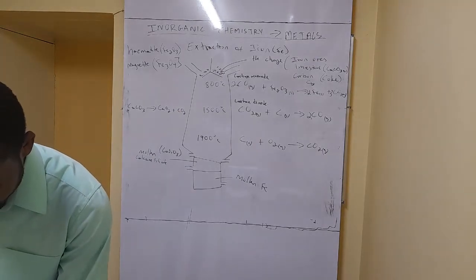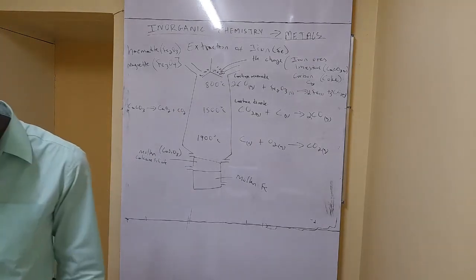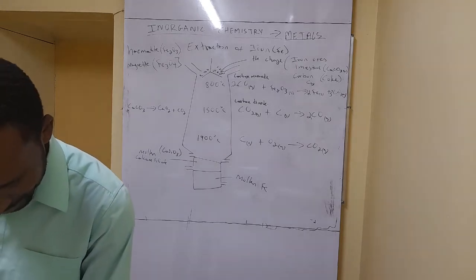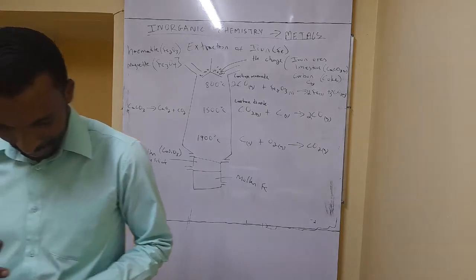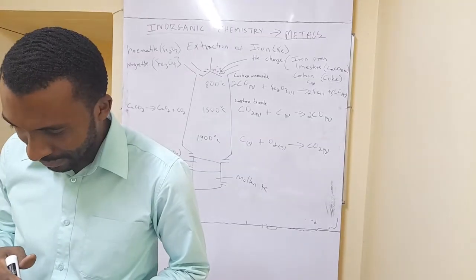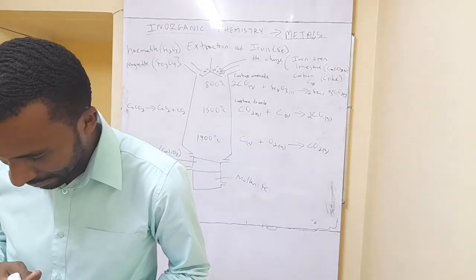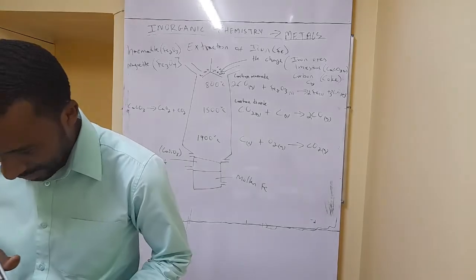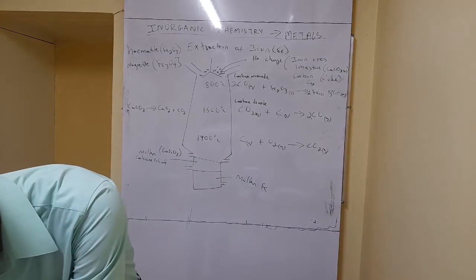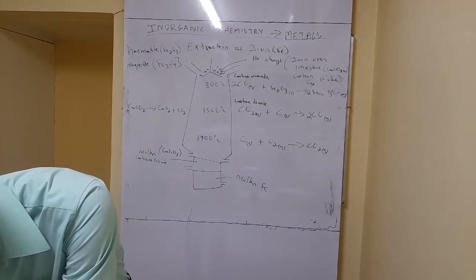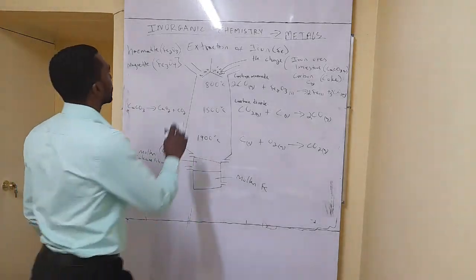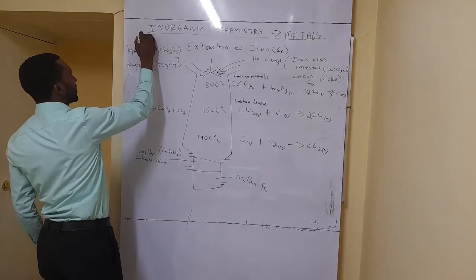Then silicon oxide is an impurity in the iron ores, right? So iron ore contains a lot of impurities which are not removed before the ores are put in the blast furnace. So the entire thing here is called a blast furnace.